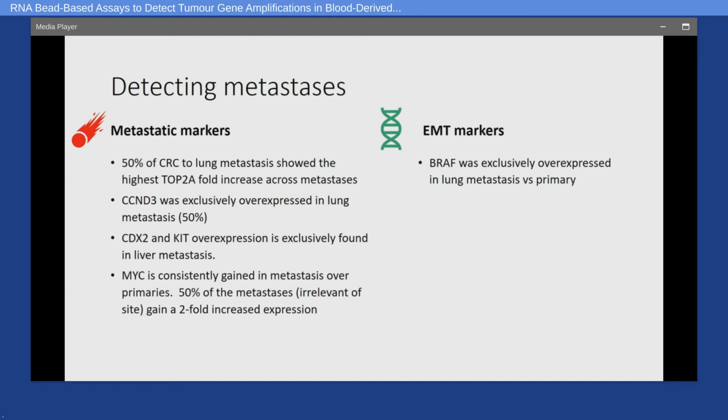Then we looked at the metastatic lesions, where we find 50% of CRCs moving to the lung showed a very high expression of TOP2A. CCND3, cyclin D3, was overexpressed in lung metastasis. Those that are exclusively found in liver metastasis were CDX2 and KIT in this case, and MYC was found consistently gained in metastasis over the primaries in all the types.